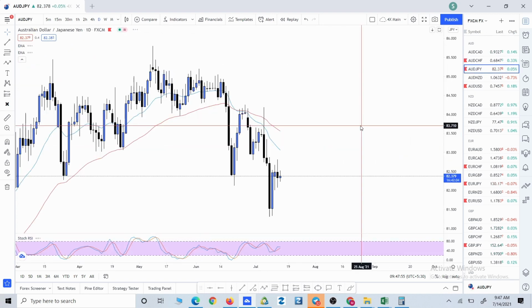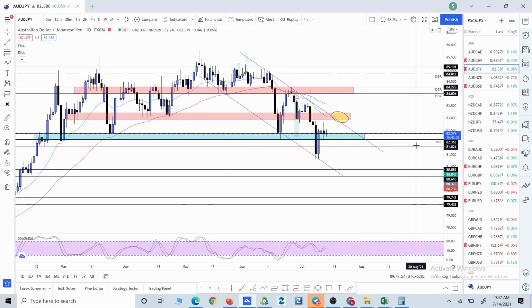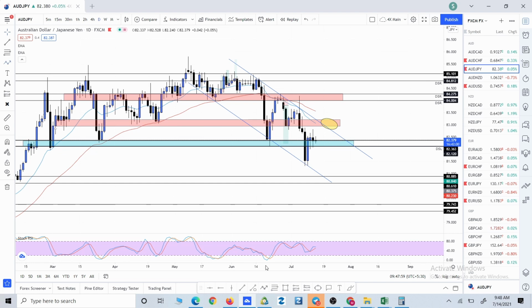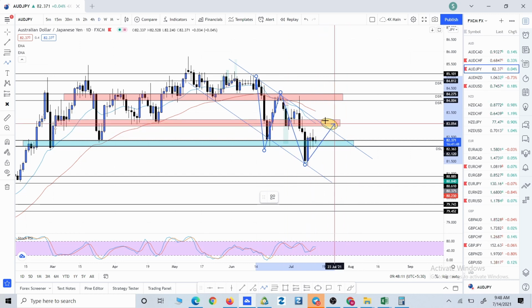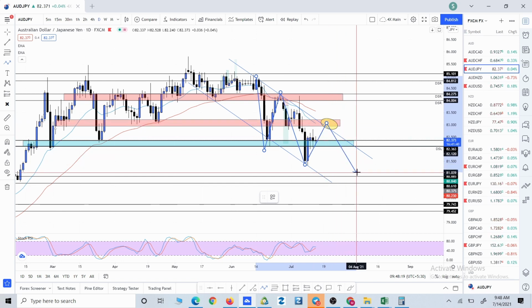Let's move to the OZ-JPY. OZ-JPY, guys, we had the high, low, lower high, lower low. So after making this lower low, we were waiting for the price to retrace back to this zone, which I already marked as a yellow highlighted zone. I'm still waiting for the price to enter this high confluence zone to go short.